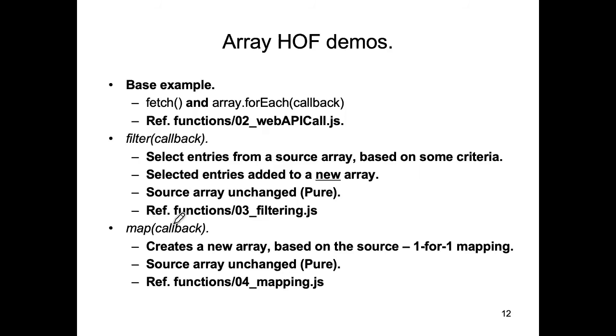So again, it has the exact same signature though. It just takes one argument, which is a callback. And what the callback does in this case is it constructs the objects that you want to put into the output array. So it creates a new array as before, and it's based on the source array, and there's a one-to-one. So as I said, however many entries you had in the source array, you're going to have the same number of entries in your output array for map. It does not change the source array, hence it's also a pure method. And we've got an example to demonstrate.